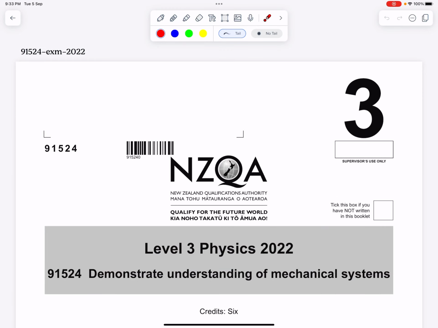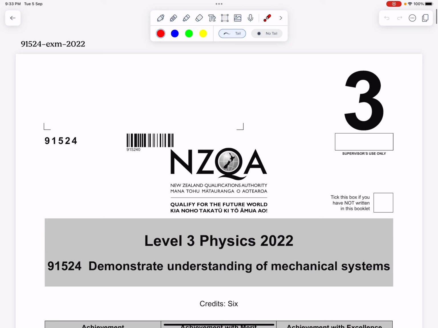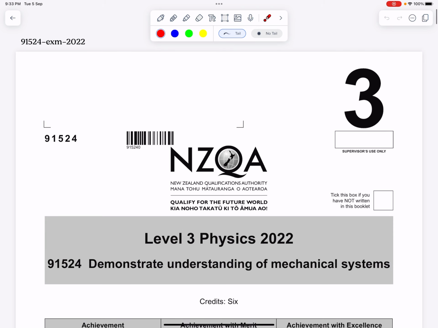Hi everybody, this is going through the Level 3 2022 Physics Mechanics paper, and the aim of this is to help you check the paper once you work through it yourself.